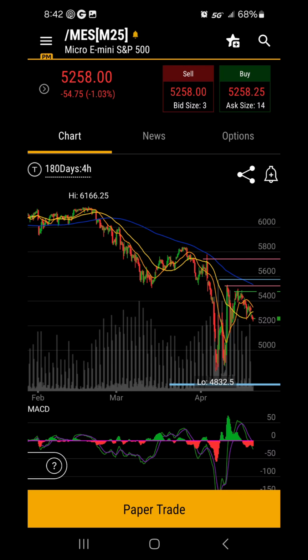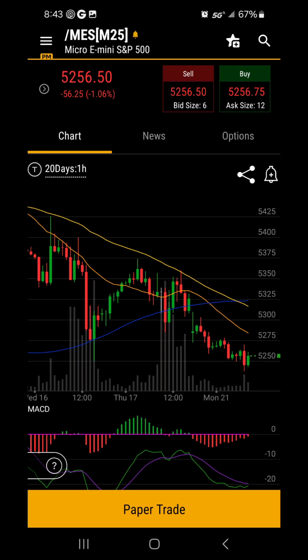But when you zoom in a little bit further, you can barely see the MACD at the bottom of the screen here on the 20-day 1-hour chart. You can see that the MACD is starting to turn up a little bit, and it might just go up to the yellow SMA, which has been used as a resistance level up to this point. So it's possible it'll just go up that far. It is possible that it'll break through that and go further. I don't know at this point.